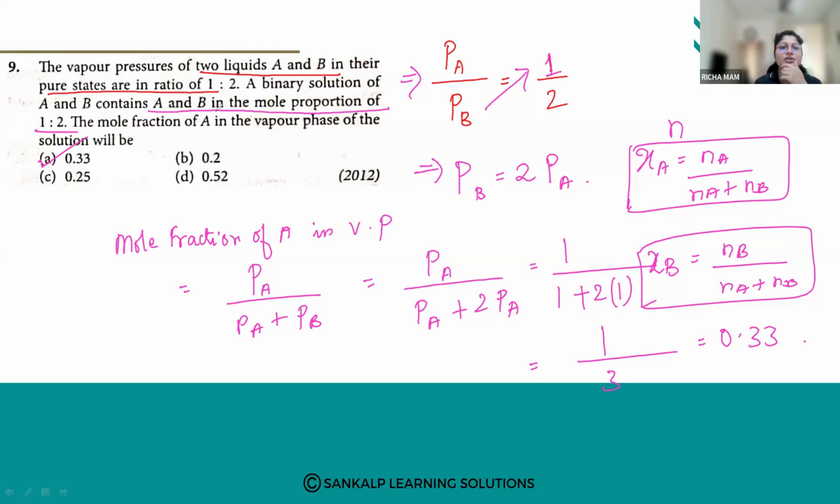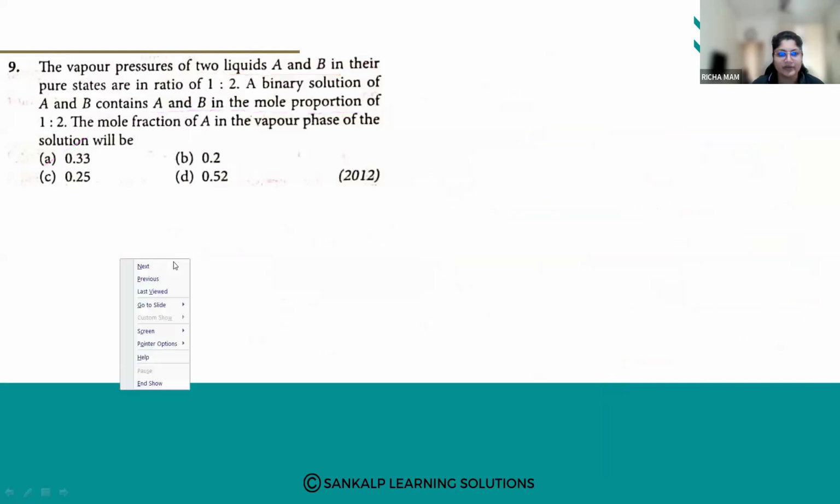So the vapor pressures of two liquids A and B were given. From that data, we got to know that PB is equal to 2 times PA. Mole fraction of A in the vapor phase is the vapor pressure of A upon vapor pressure of A plus B. After substituting PB equal to 2 times PA, PA is 1 and PB is 2, so it is 1 by 3, that is 0.33. So option number A is the answer. This was a question asked in 2012.